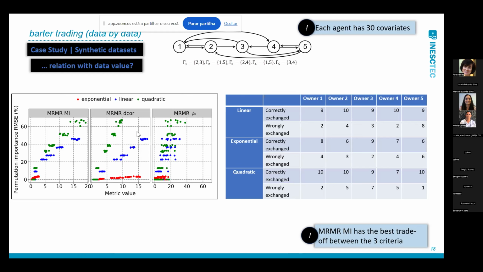To finish the synthetic case study, the goal is to trade features between these 5 agents. So we simulated the market, assuming that the value, this V, is measured then with MR, ME. And we saw that in general, data owners were supposed to exchange 10 features each. For example, owner 1 exchanged 11, 9 correct, 2 incorrect, owner 2 these. So in general, they still exchange some wrong features.